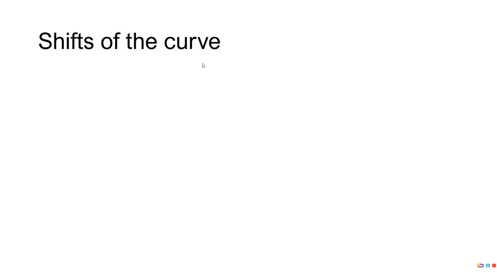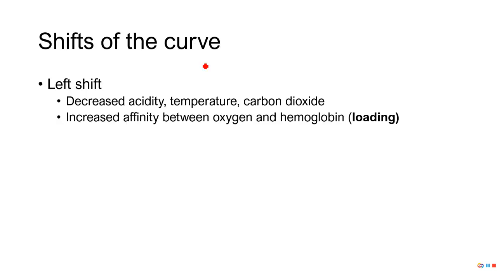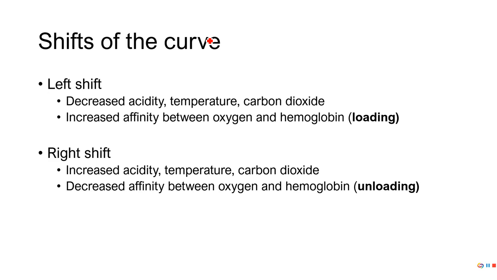So with these left shifts and right shifts, we decrease acidity, temperature, carbon dioxide. That's going to make it easier for oxygen to bind to hemoglobin. The reason for that is that acidity is a measure of hydrogen ion concentration, and carbon dioxide is also a molecule. So if either of those two things are bound to hemoglobin, well, that's one less spot for oxygen, and vice versa. Temperature changes the structure a little bit of hemoglobin and just makes it easier for hemoglobin and oxygen to get together if we have low temperature, and then the reverse is true if we have a right shift.